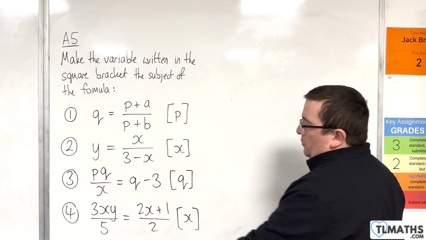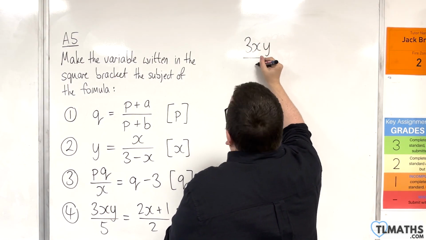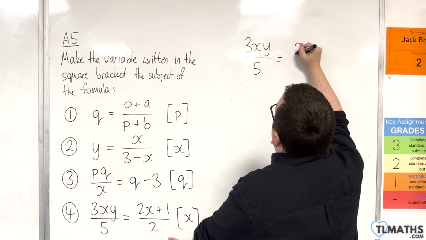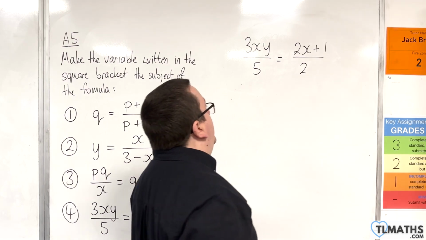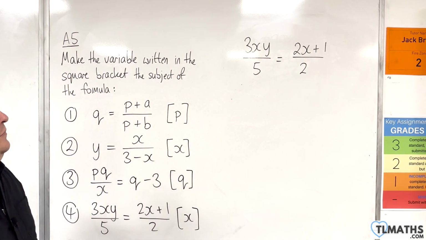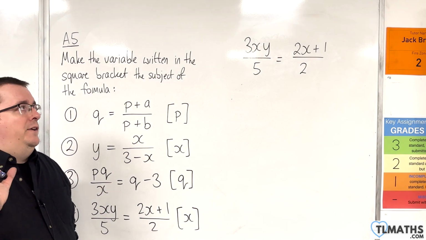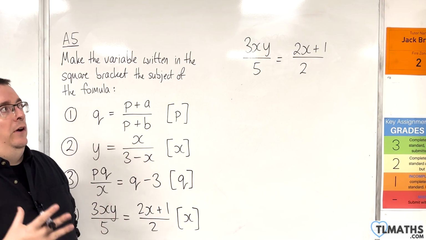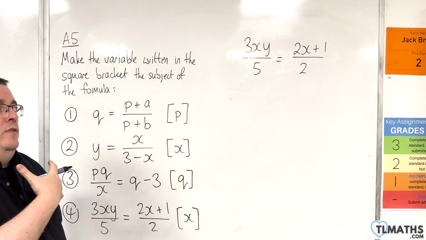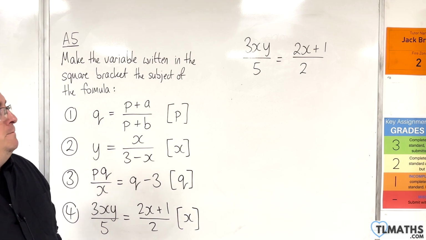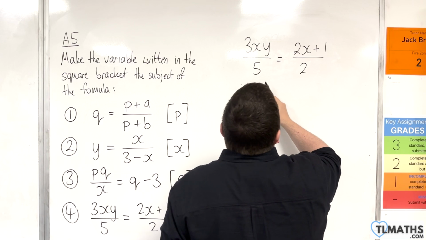Right, number 4. We have 3xy over 5 is equal to (2x plus 1) over 2. And we want to make x the subject. Okay, now you can see that we've got two fractions. And as we've done in the previous examples, I get rid of the fractions by multiplying through by the denominator. That is always a good shout, okay? So I'm going to do the same here. So I'm going to multiply both sides by 5.